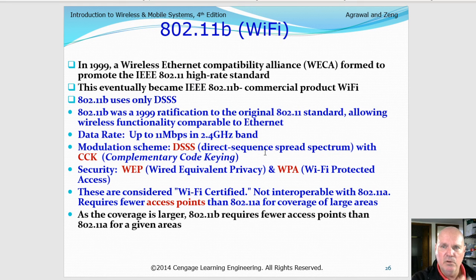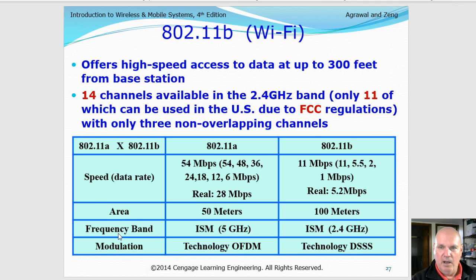So 802.11b was first proposed in 1999. It uses direct sequence spread spectrum and is capable of data rates up to 11 megabits per second in a 2.4 gigahertz band. It did introduce some new security access methods to keep unwanted people off of your Wi-Fi network. Okay.